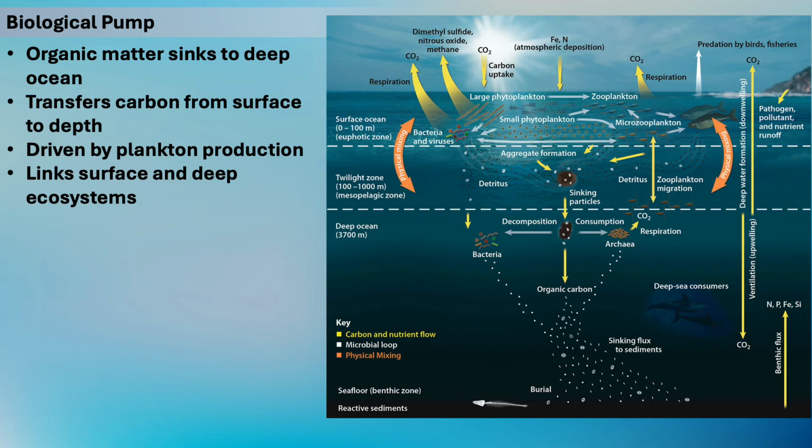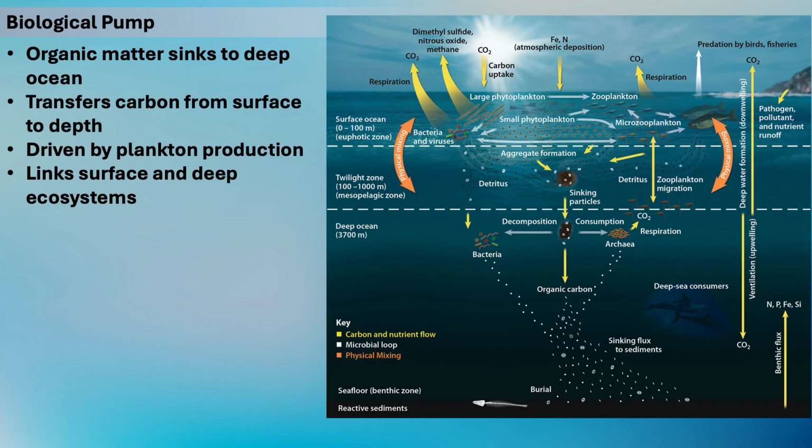However, not all of this material is remineralized in the upper water column. A fraction continues to sink in deeper layers and may eventually reach the sea floor. This represents a long-term transfer of carbon away from the atmosphere and ocean surface. The biological pump is therefore a critical component of the global carbon cycle. It helps regulate atmospheric CO2 levels by sequestering carbon in the deep ocean.